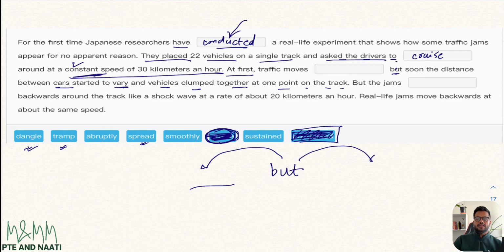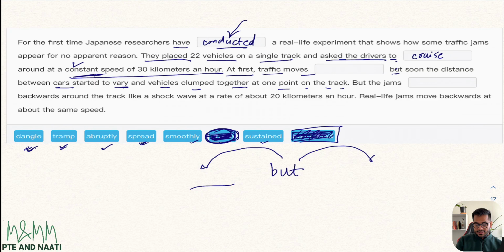Otherwise, only then we can say that, okay, something was going good, but then the distance started to vary, the distance was too much or something like that. So something negative happened. So something positive needs to be on the other side. I've got dangle, tramp, abruptly, spread, smoothly, and sustained.